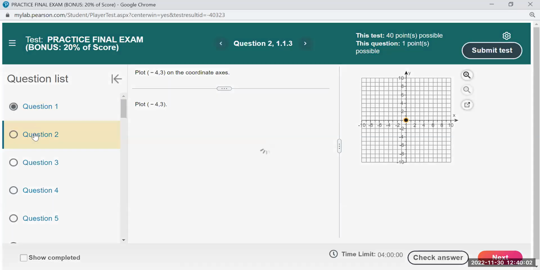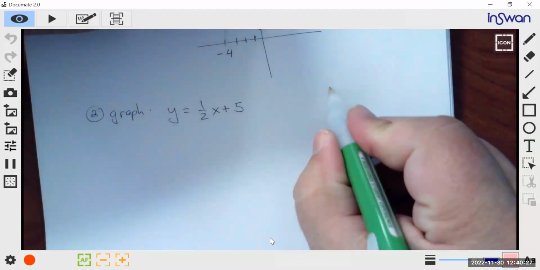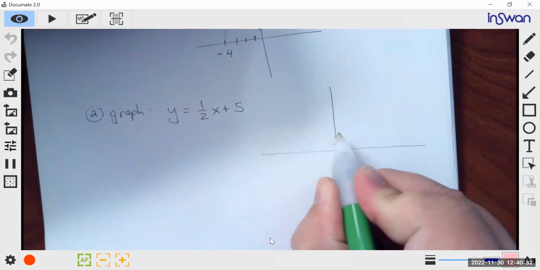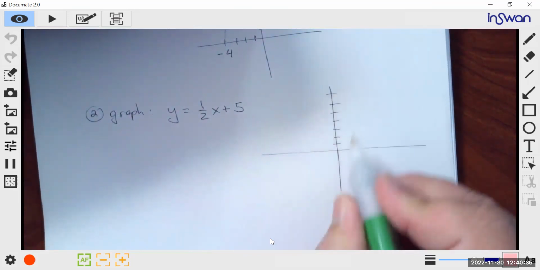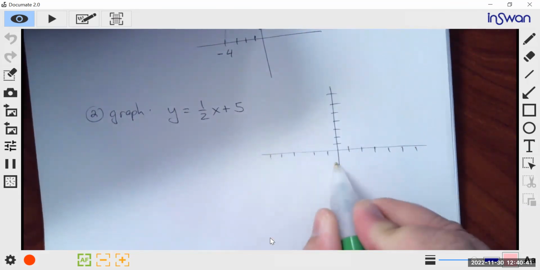Question number 2. Graph the equation y equals 1/2 x plus 5.